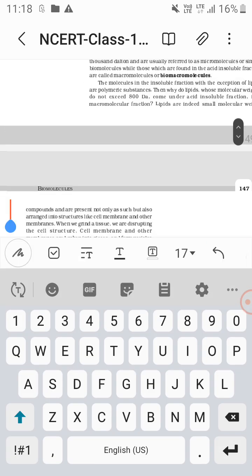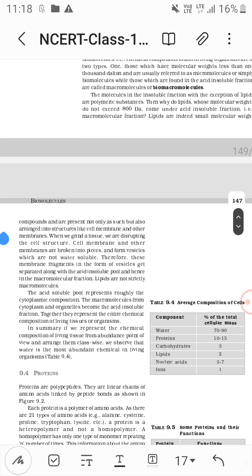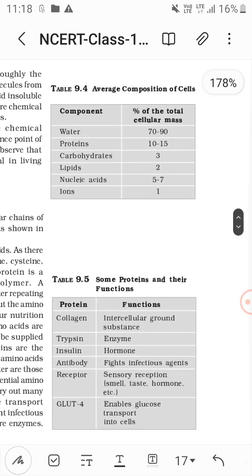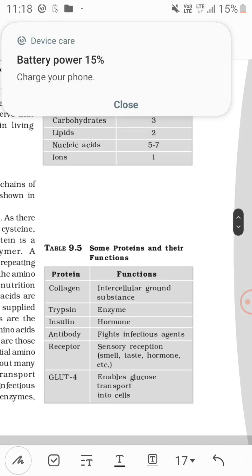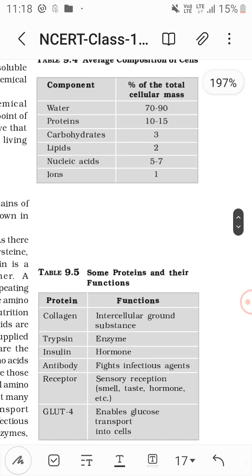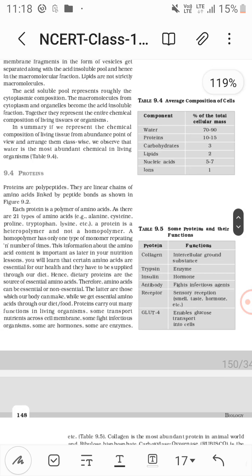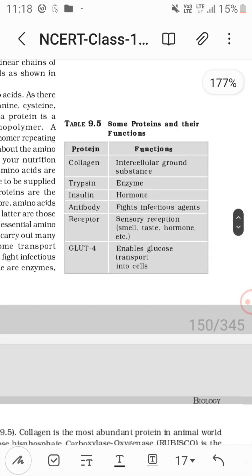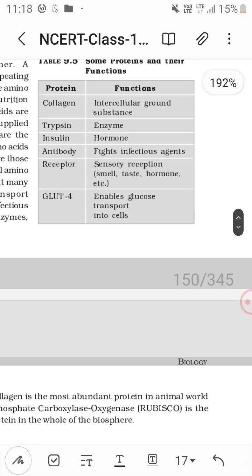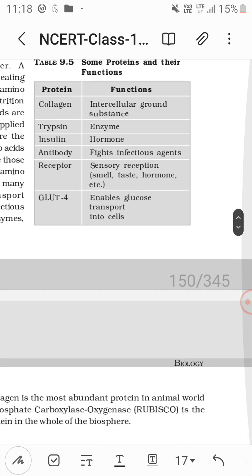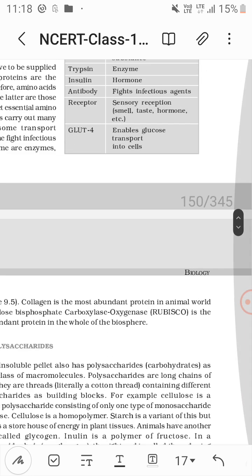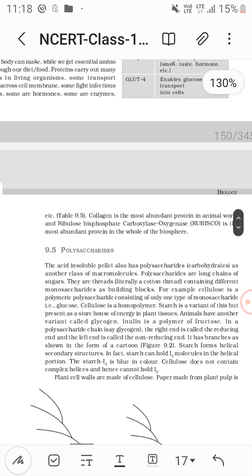And then biomacromolecules differ from biomicromolecules. Average composition of cell components, percentage of the total cellular mass: water 70 to 90, and then proteins 10 to 15, carbohydrates 3, lipids 2, nucleic acid 5 to 7, ions 1%. And in protein, some proteins and their functions: collagen functions as intercellular ground substance, trypsin is an enzyme, insulin a hormone, antibody fights infectious agents, receptor for sensory reception of smell, taste, hormone, etc. GLUT enables glucose transport into the cells.